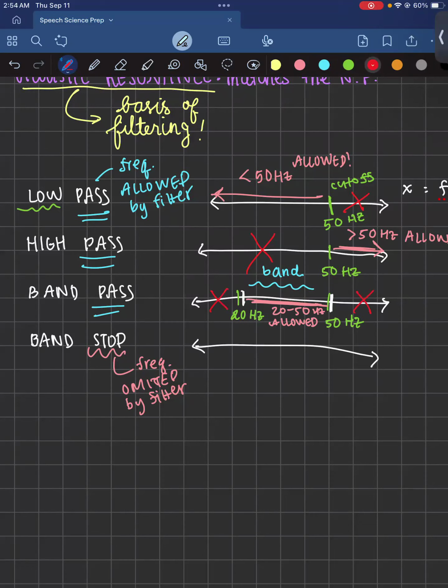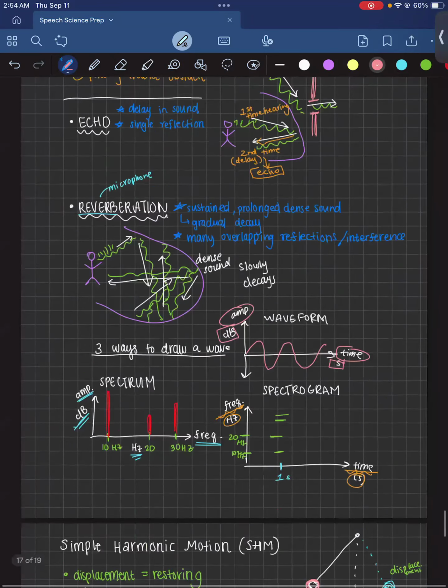And band stop is the opposite of that. So once again, we can have this band of 20 hertz to 50 hertz. But what band stop says is, I don't want those frequencies, but I want everything else. So this is where we'll allow if it's greater than 50 hertz, or if it's less than 20 hertz, we allow. So these two sides are allowed, but anything within the band is not allowed. That is like a bulk of the concepts.